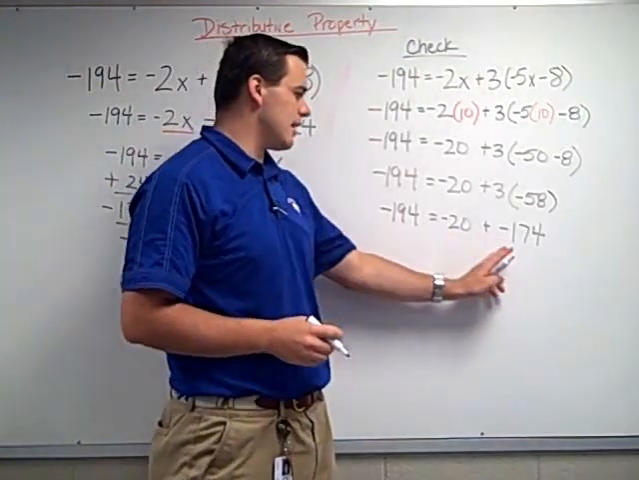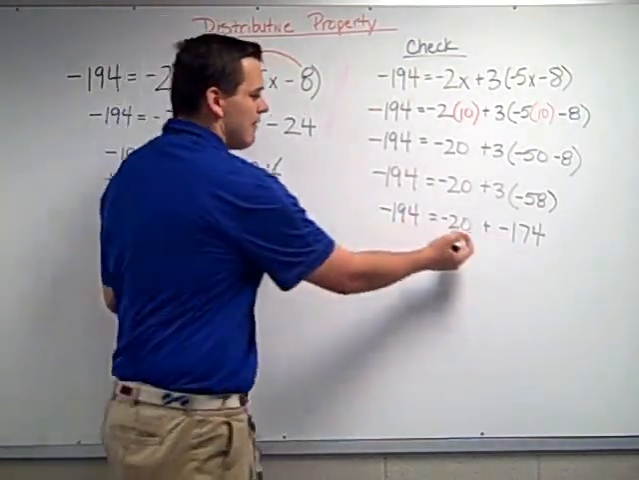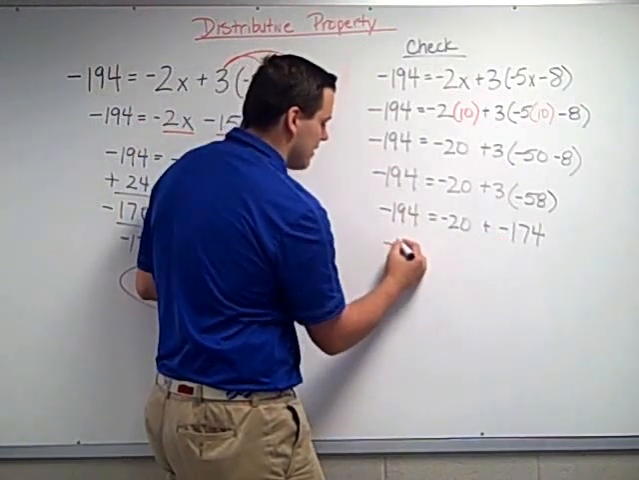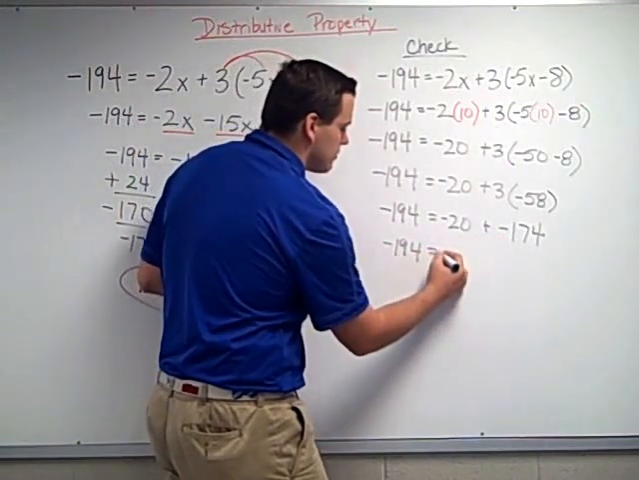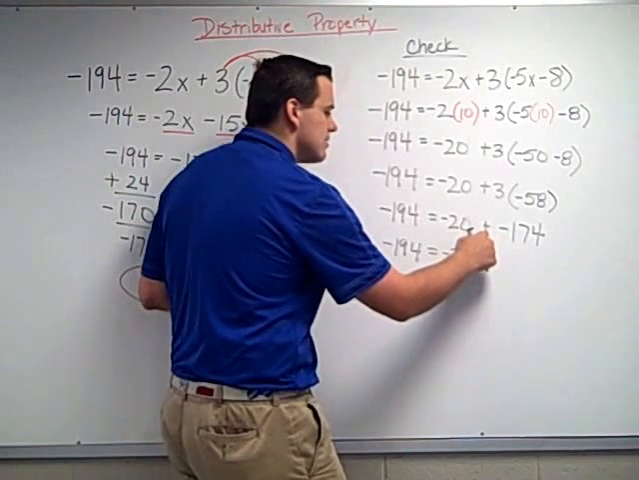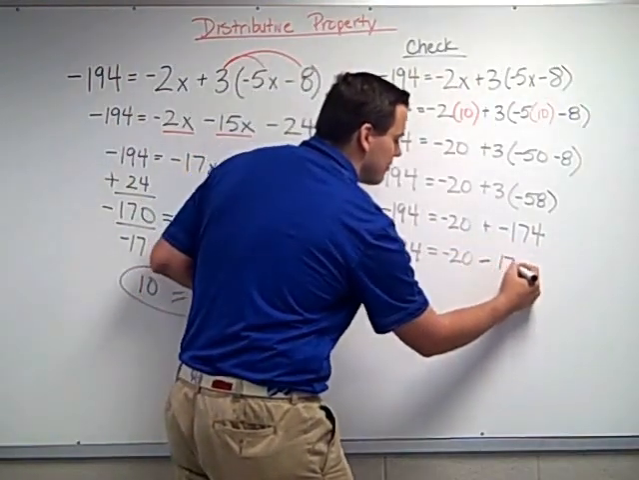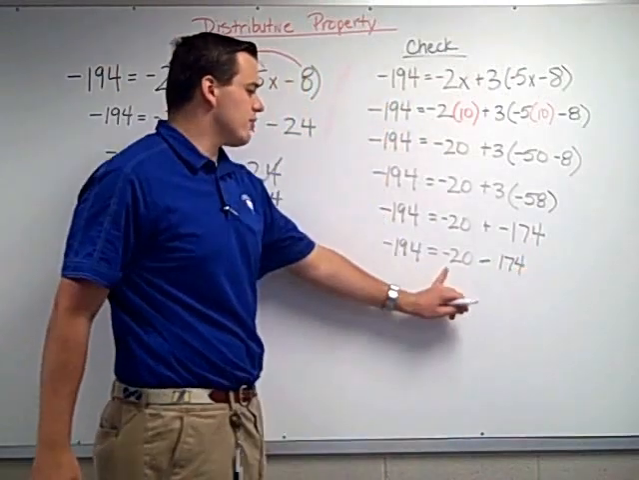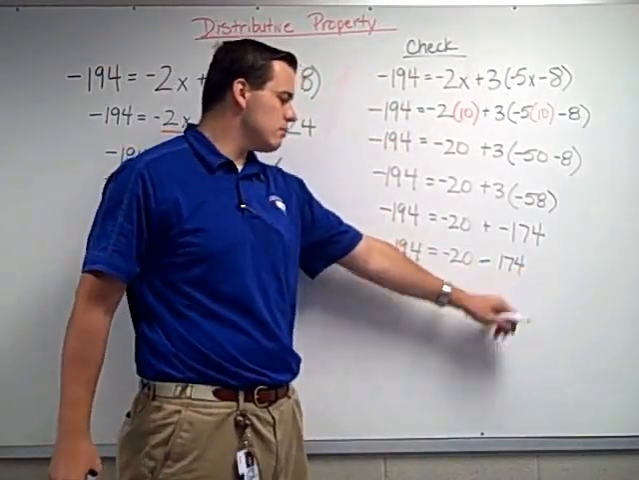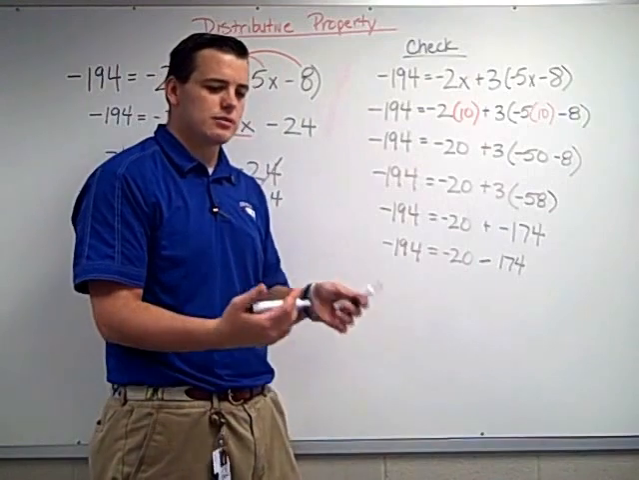Negative 20 plus negative 174. Anytime I have plus a minus, I know that I can say negative 194 is equal to negative 20, and that's a minus 174. Now I have negative 20 minus 174.